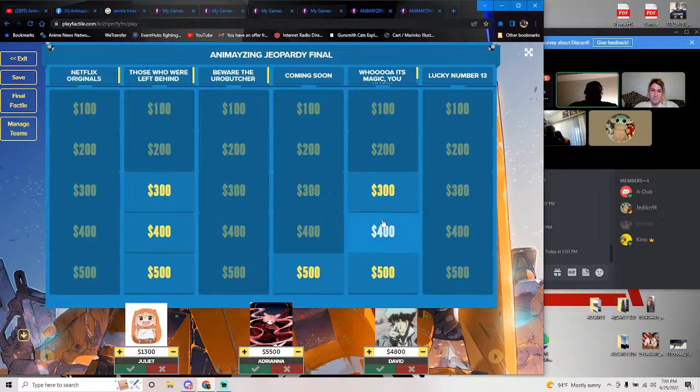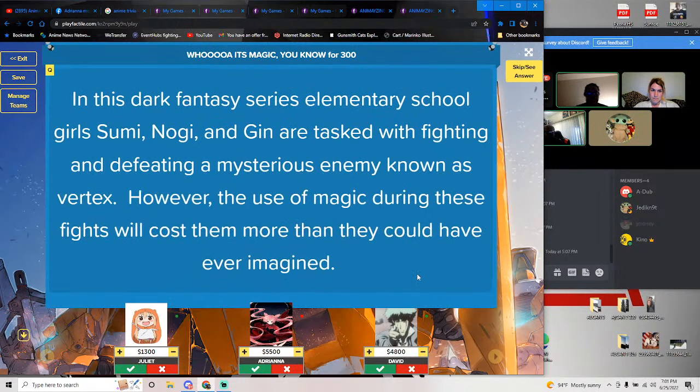Magic 300. In this dark fantasy series, elementary school girls Sumi, Nogi, and Jin are tasked with fighting and defeating a mysterious enemy known as Vertex. However, the use of magic during these fights will cost them more than they had ever imagined.